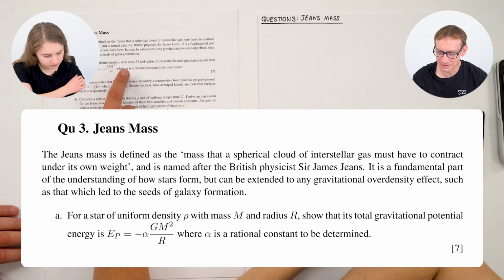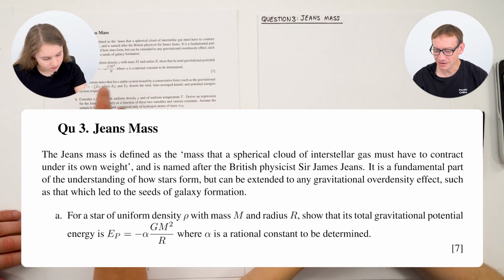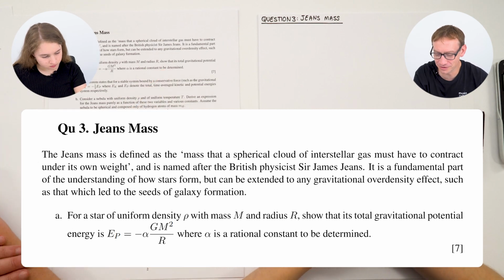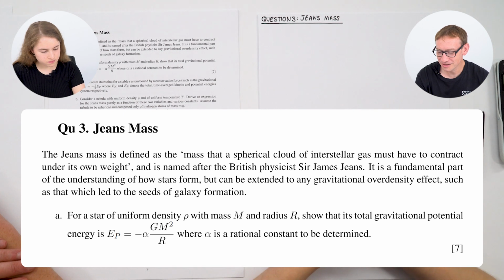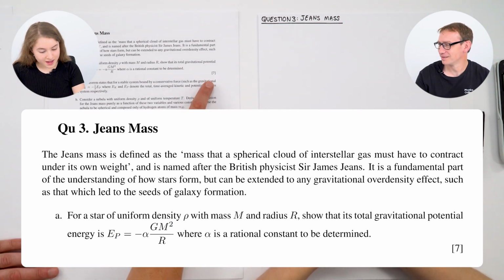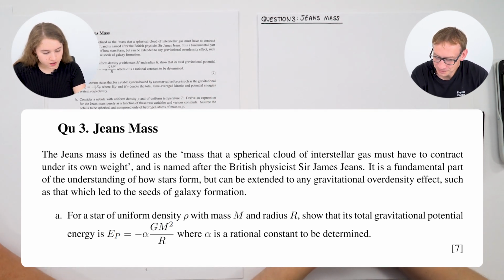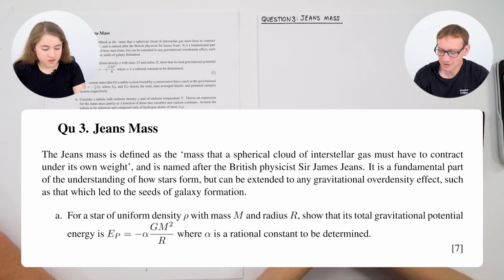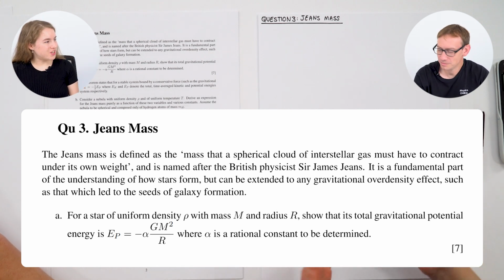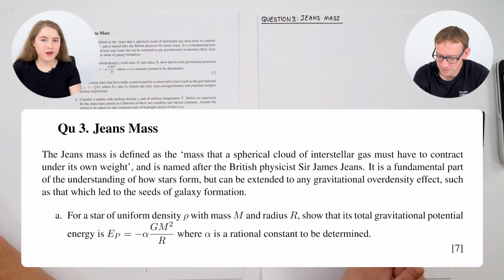So the first one then, we've got something about uniform density, mass m, radius r. The first one is to show that its gravitational potential energy is E_P equal to minus alpha G m squared over r. That's a lot of work for 7 marks, isn't there? Here they're saying show that the total gravitational potential energy is this. Really, they're just saying find the gravitational potential energy, compare it to this, and hence find alpha.